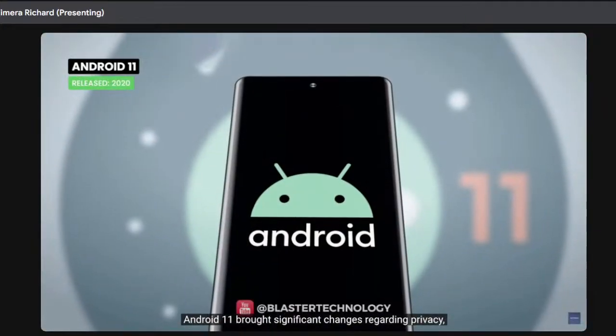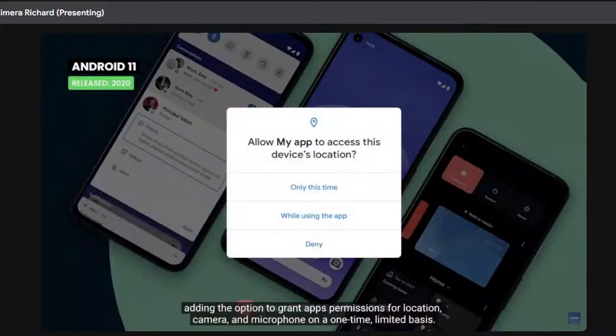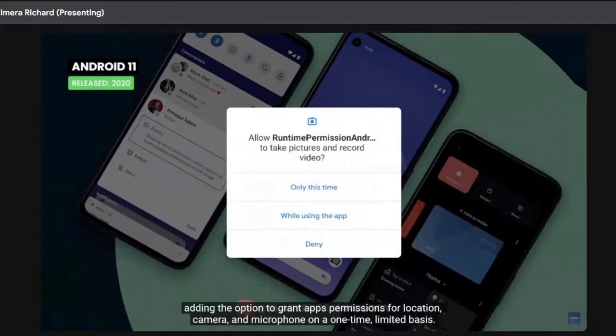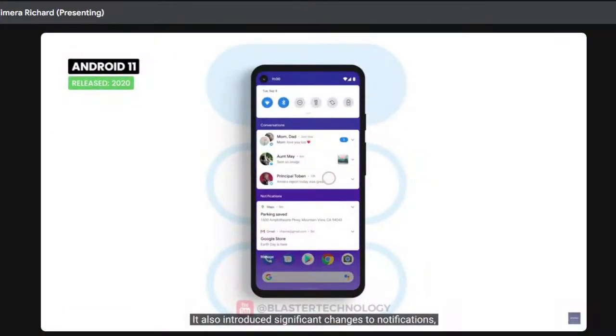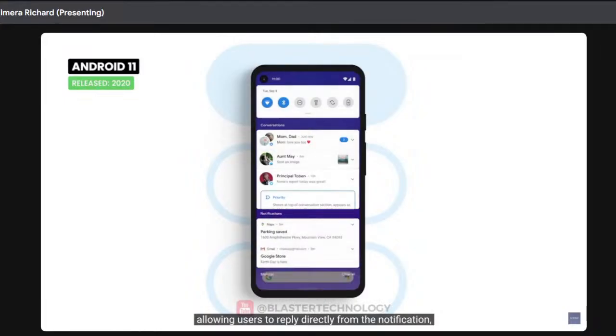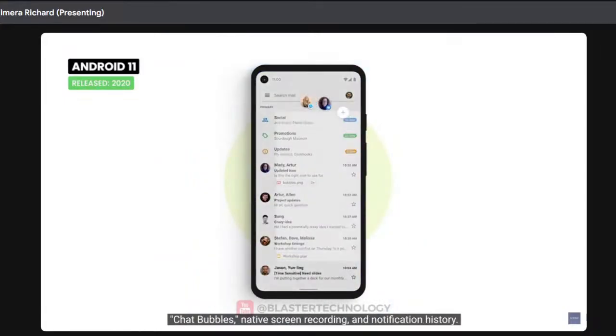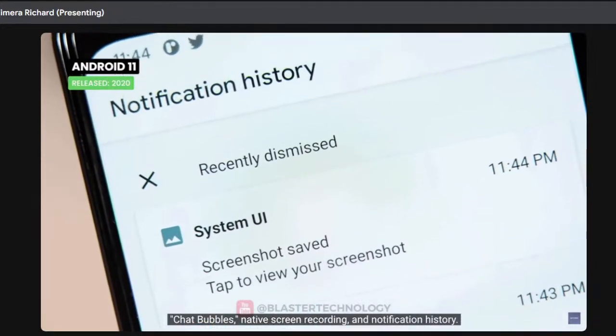Android 11 brought significant changes regarding privacy, adding the option to grant apps permission for location, camera, and microphone on a one-time limited basis. It also introduced significant changes to notifications, allowing users to reply directly from the notification, chat bubbles, native screen recording, and notification history.